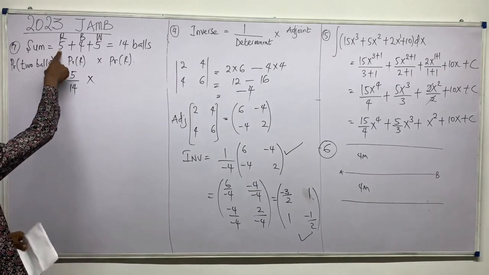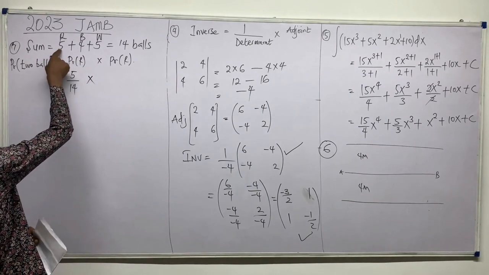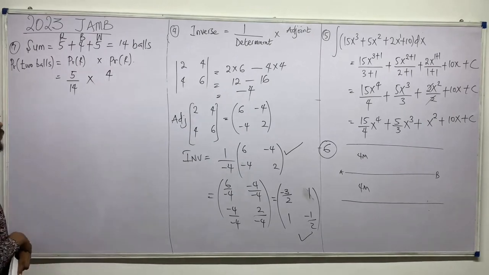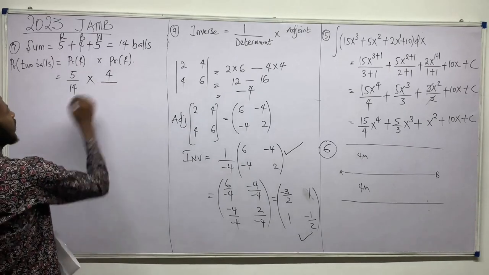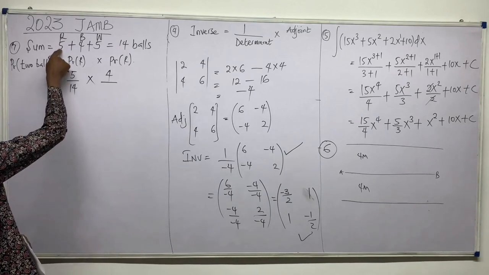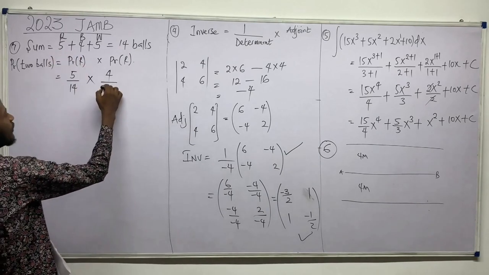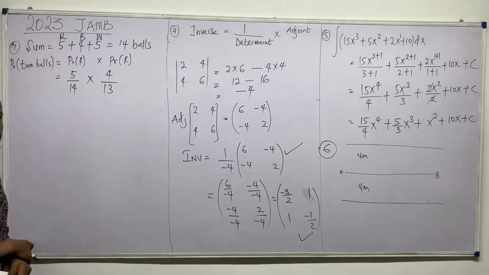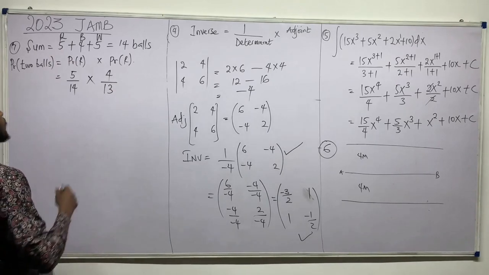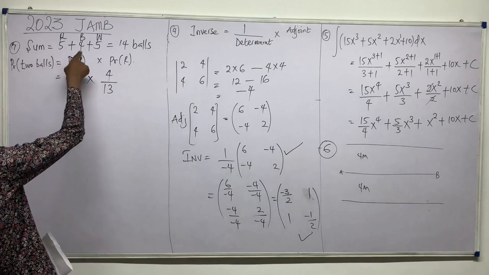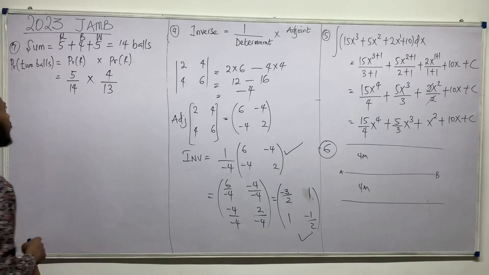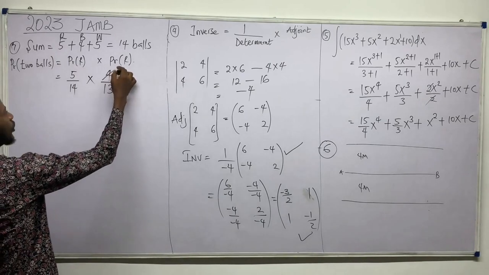Now, remember they said without replacement. If you've removed one red ball, how many red balls will be remaining? 4 red balls will be remaining. Divided by, what would then become the total number of balls if we now have only 4 remaining? It means we'll be having what? 13. That's reasonable. Because it will then become 4 plus 4 plus 5, because it has reduced by what? 1.